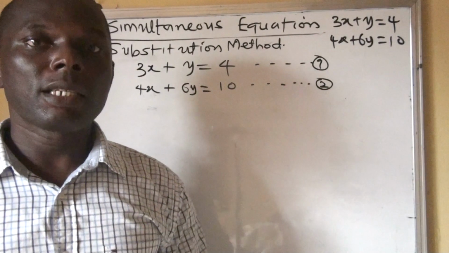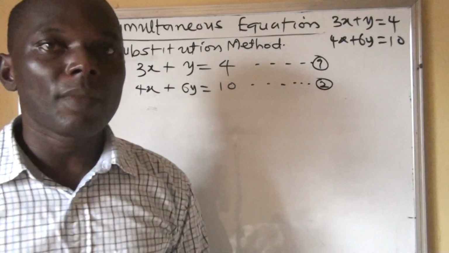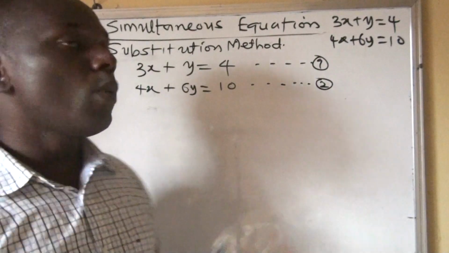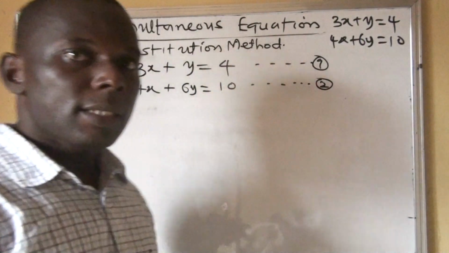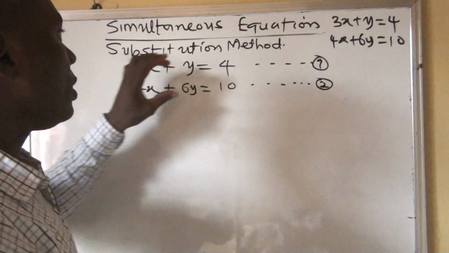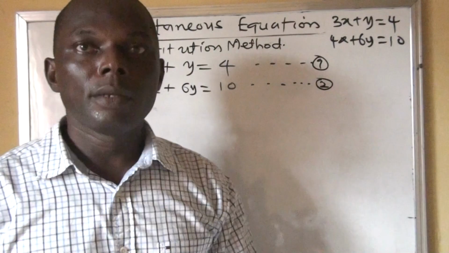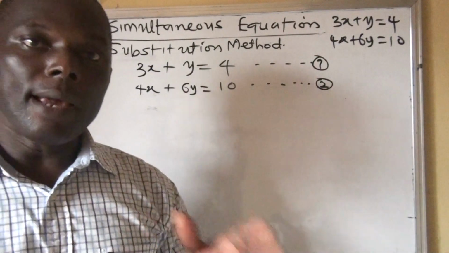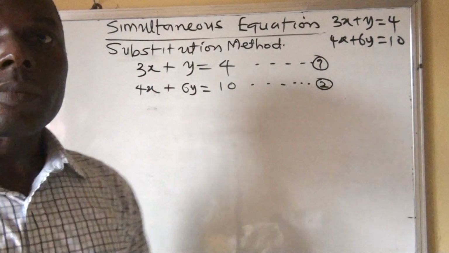Now, in our last class, we looked at what we call the elimination method of resolving a simultaneous equation. And in this class, we're going to look at the substitution method. But before then, let's have a recap of what we did in the previous class. Assuming we want to use the elimination method to resolve this equation, for instance, we tend to eliminate x.